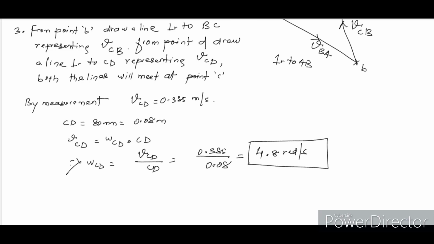That is the angular velocity of link CD, and its orientation will be clockwise. So you should write here clockwise about point D, because as per this particular configuration, AB is moving in clockwise direction, so it will also be clockwise. So this is all about velocities in mechanism.